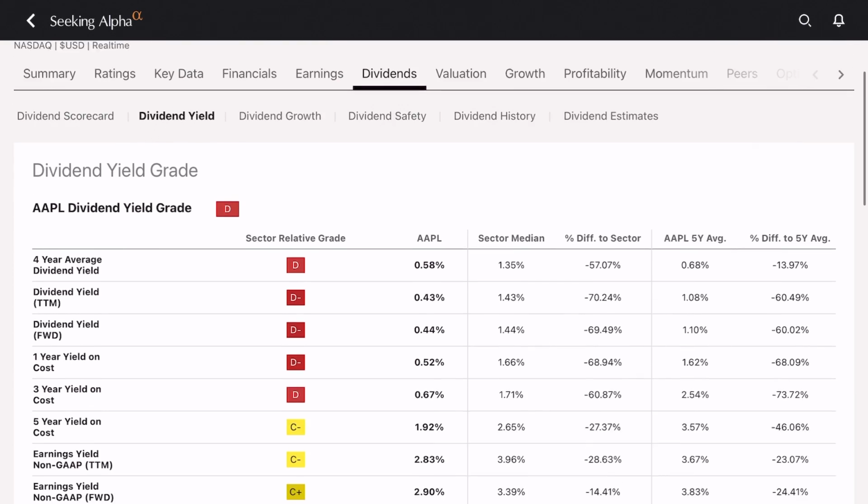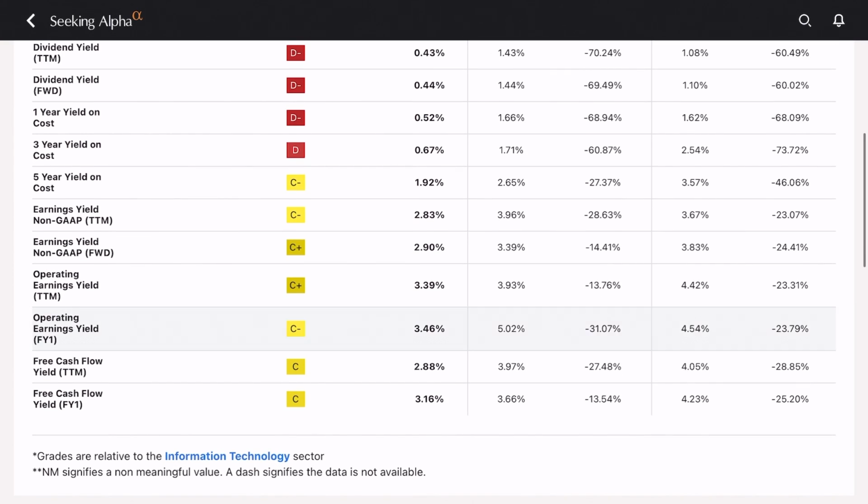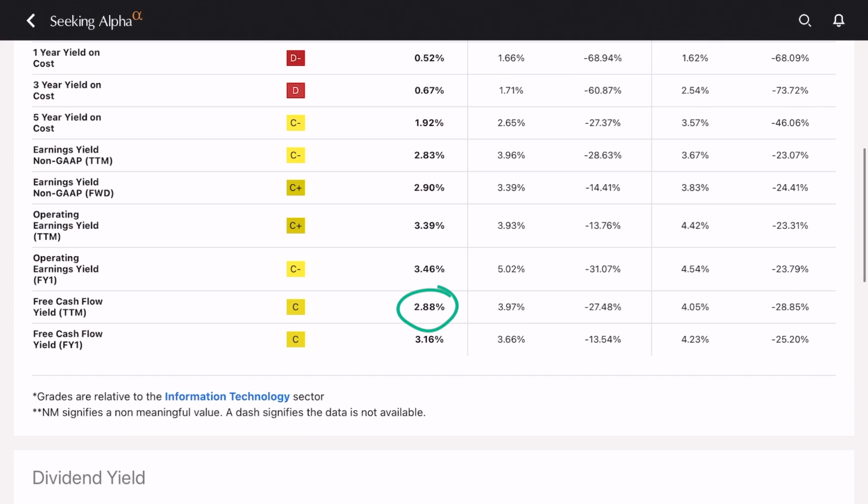So we're over here on the dividend yield page. Let's scroll down, looking at the free cash flow yield. We can see that for Apple, it's at 2.88% in the trailing 12 months, which once again is below that 3.36% we're looking for. So just like with Costco, we would look at this and consider Apple to be a bit overvalued as well.